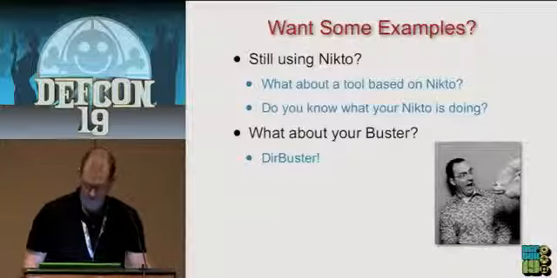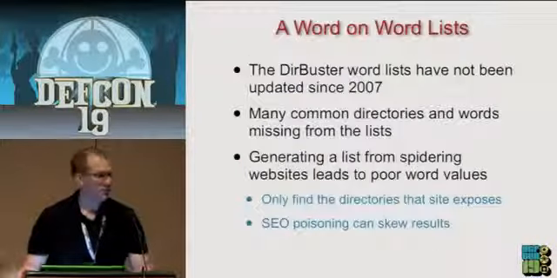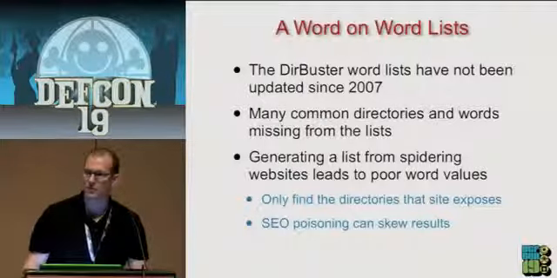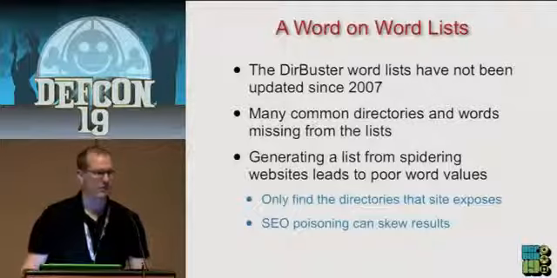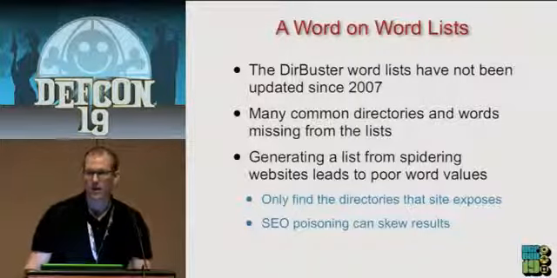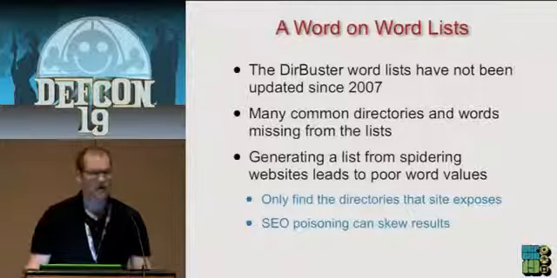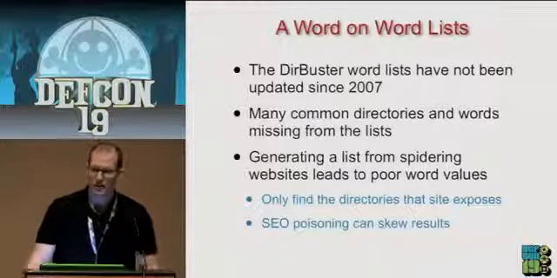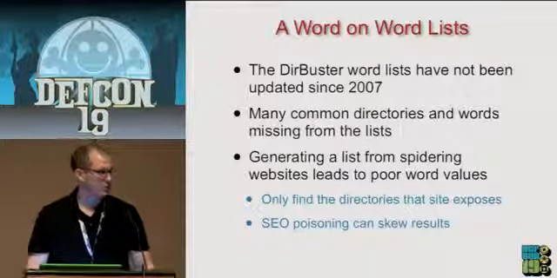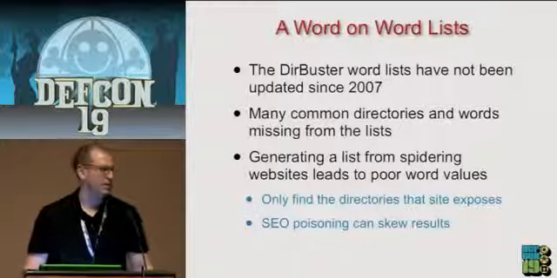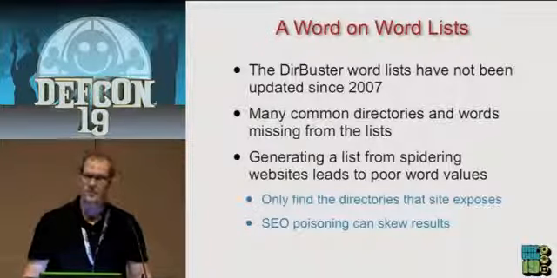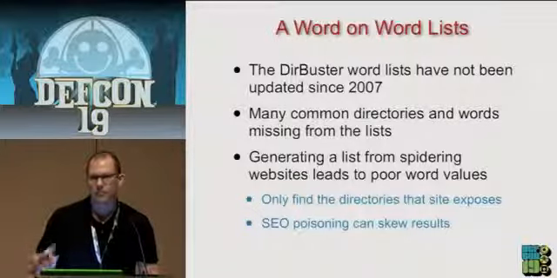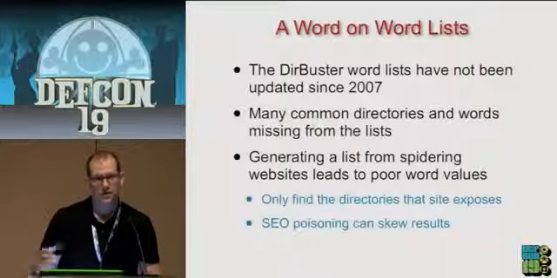And DirBuster, we're going to talk a little bit more about DirBuster. So those word lists that you guys are using in your DirBuster tests, or if you're importing them into another tool, those haven't been updated since 2007. And if people haven't noticed, the web has moved on since then. And there's a lot of common words that we see all the time that aren't in those lists. So there's a couple of reasons for this. When those lists were first generated, they were generated by going out to websites and spidering the website, seeing what directories existed, and pulling words down. Well, if you think about that, you're interested in parts of the website that don't exist, not the parts that do.